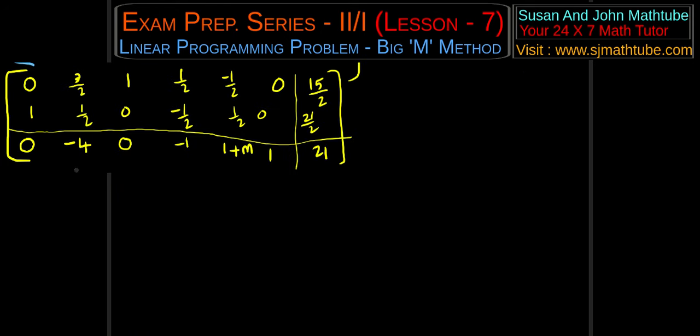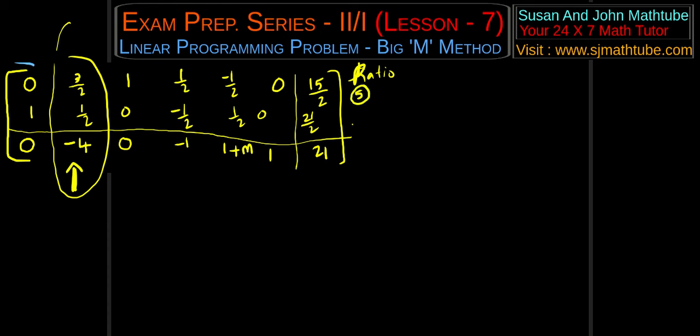Okay, now as usual, let's move on to the next step. Look at this. The table is not optimal because the last row is still non-negative. And the most negative number is minus 4. So that is the pivot column. And then let's write the ratio. So 15 by 2, that will be 5. And then 21 by 2, that is 21. So the least is 5, so the pivot element is 3 by 2.